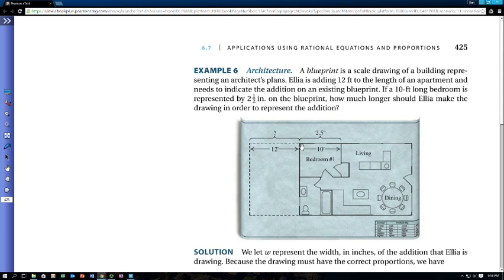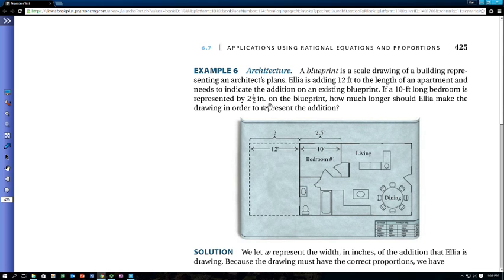Well, in architecture, here's another example: blueprints are scale drawings of buildings representing the architect's plan. It wouldn't make much sense to draw a floor plan out the same size as the actual floor. They're talking about this thing called scale, and what it means is the lengths on the paper are proportional to the lengths on the actual floor of this building. And that's what they're explaining here.